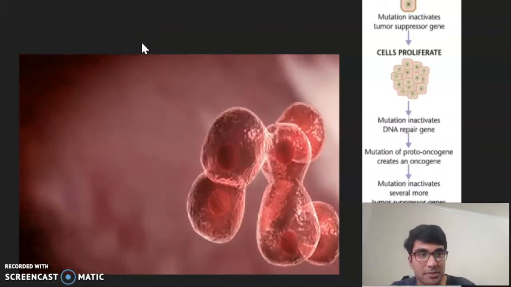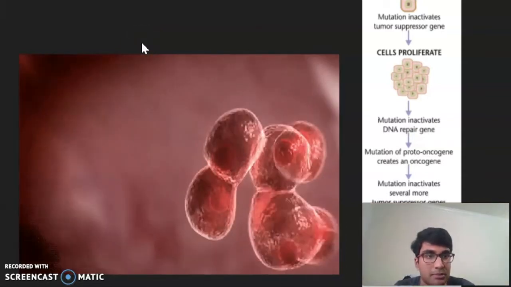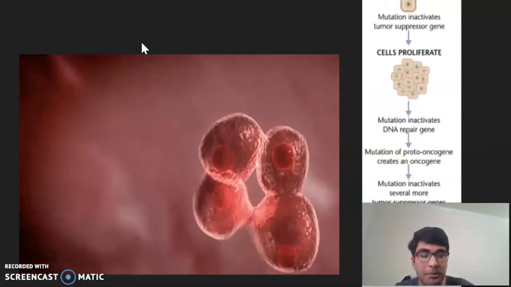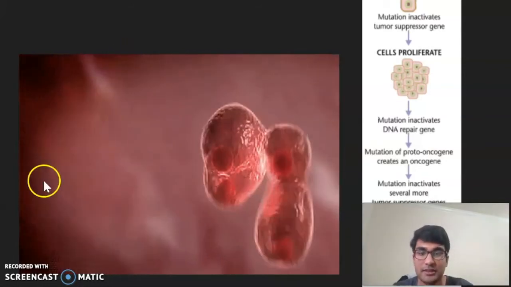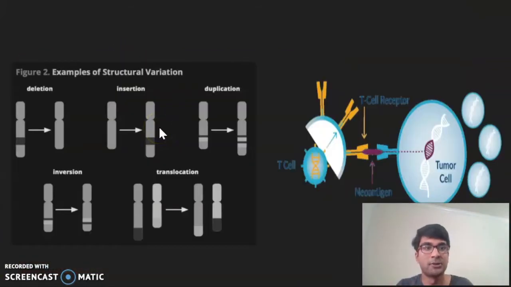My group's research aims to identify potential targets for personalized multiple myeloma treatment. Multiple myeloma is a cancer which annually affects 30,000 adults. Firstly, let's talk about the interactions between cancer cells and the immune system.